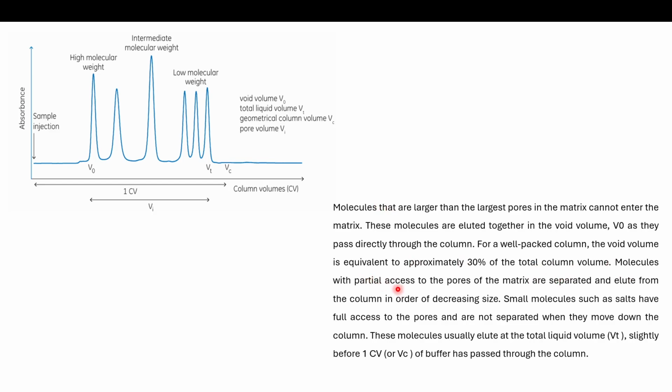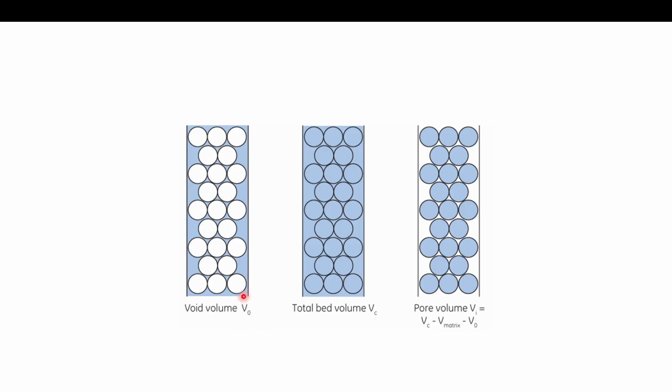Molecules with partial access to the pores of the matrix are separated and eluted from the column in order of their decreasing size. Small molecules like salts, which we looked at earlier in the chromatogram, have full access to the pores and are not separated as they move down the column. These molecules usually elute at the total liquid volume, or slightly before 1 CV of buffer has passed through the column. So this is what I was talking about.